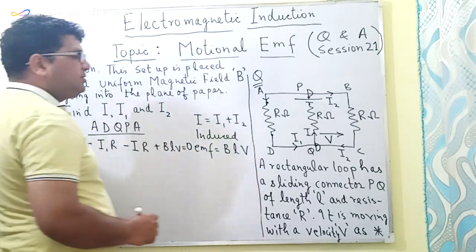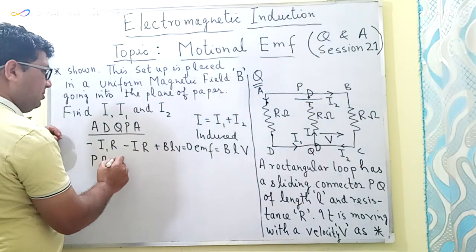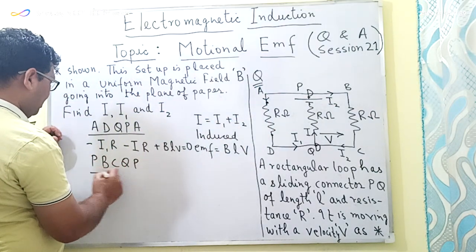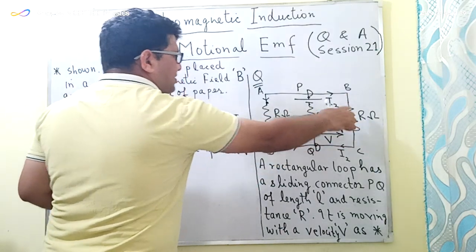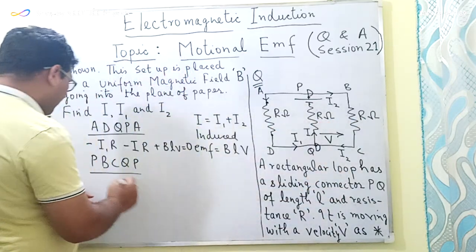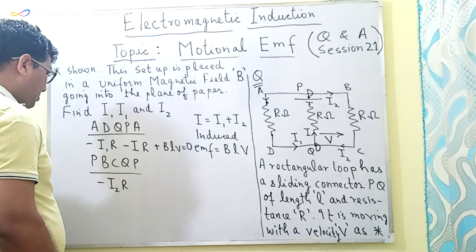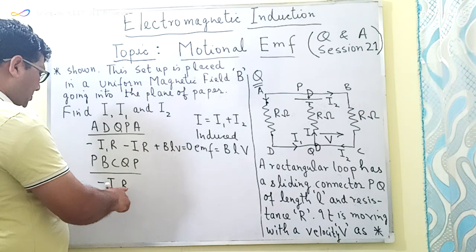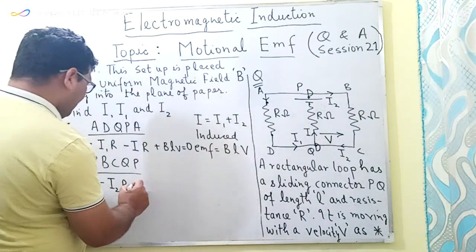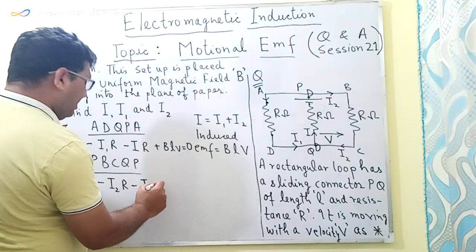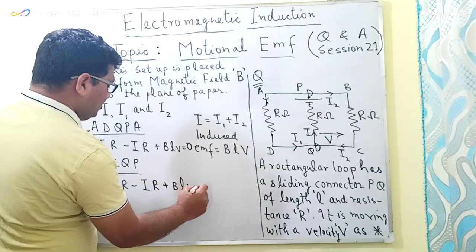Now if I use the same Kirchhoff's loop rule for the loop P, B, C, Q, P, I will get another equation: the potential difference across this resistive element will be minus I2R, and across the other, minus IR, plus BLV, and this is equal to 0.